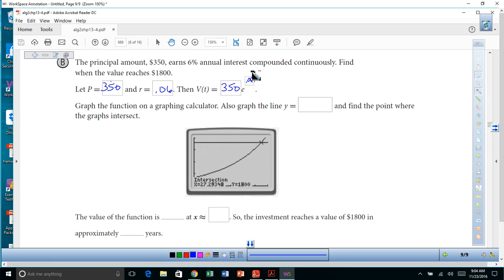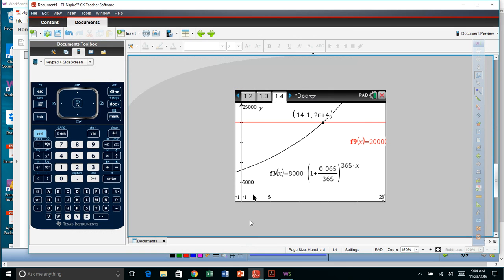0.06 t. Graph the function on a graphing calculator. Also graph the line y equals 1,800. That's what we're wanting to know, is when it reaches $1,800. Graph y equals 1800, and find the point where the graph intersects. So let's go graph that.